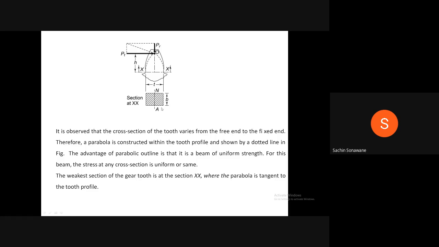Therefore, if you take section XX, it will look like a rectangle having one side as T and the other side as B. Draw this diagram and write this down.